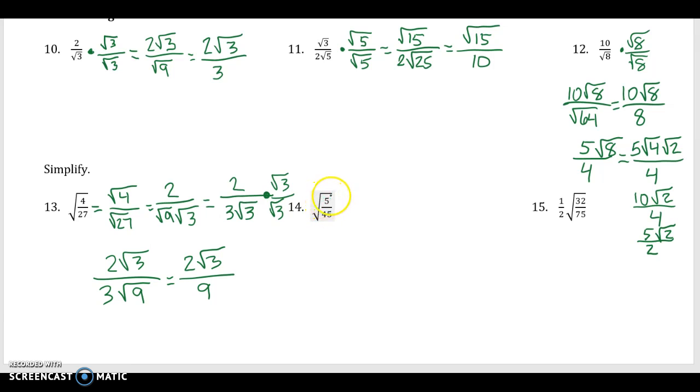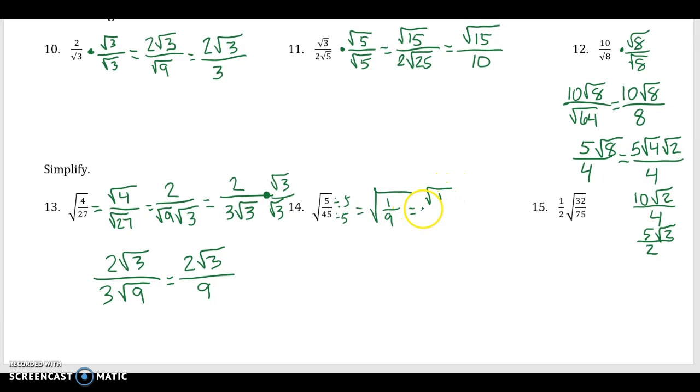On this one, you can always reduce a fraction. So we could rewrite this as the square root of 5 over the square root of 45 and then rationalize the denominator. However, let's make this easier on ourselves. Let's reduce this by dividing both the numerator and the denominator by 5. And so now we have 1/9. This is going to make this super easy.